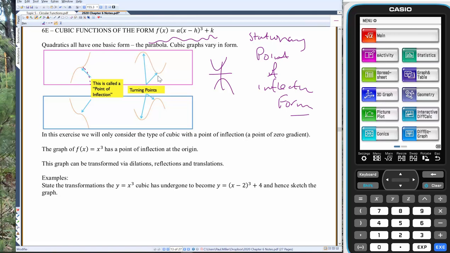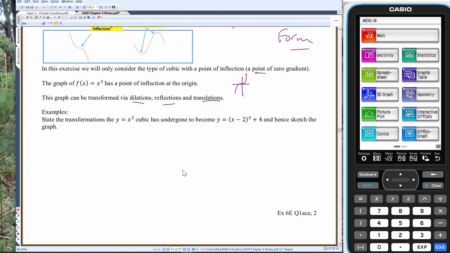Okay, they can also take on this form here, where we have a turning point and a turning point. So in this quick exercise, we'll only consider the type of cubic with a point of inflection, or a point of zero gradient. The graph of f(x) equals x^3 has a point of inflection at the origin. So recall that's that one there. This graph can be transformed via dilations, reflections, and translations. So everything that applies to all the functions that we've done so far applies to these.